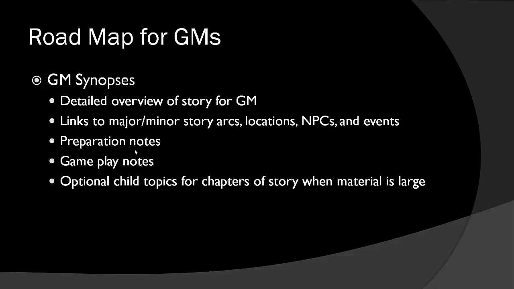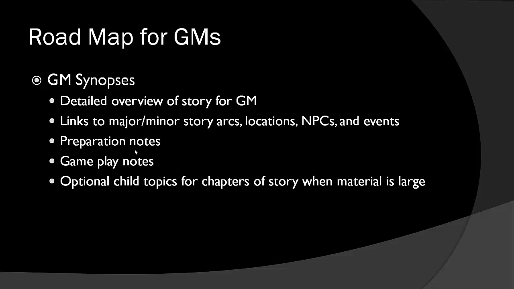So the GM synopsis. The GM synopsis is a detailed overview of the story for the GM. So you're going to have links to all the major and minor story arcs. You're going to end up wanting to identify all the pivotal locations that everything centers around. Same thing with any major events that are at the hub of the overall story. Any sort of preparation notes, any sort of gameplay notes. If you look at pretty much any published content that's done in print, the first few pages of the publication are all about this information. That's what the GM synopsis is about.